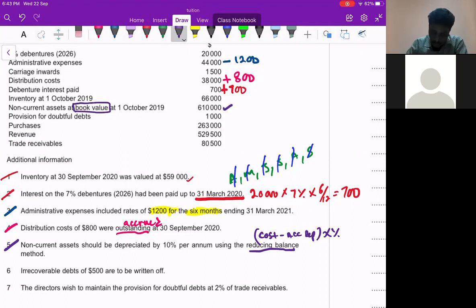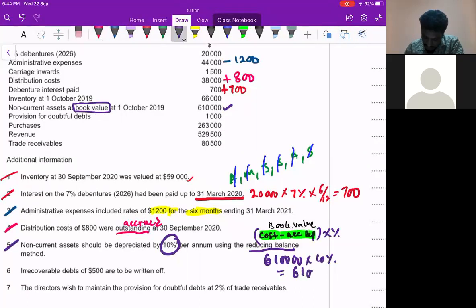What is the book value? You take your cost minus the accumulated depreciation, you get a book value. So they already give me the book value, so I no need to minus again. Cost minus accumulated depreciation is equivalent to book value. So I no need to minus or times anything. I just straight away take 610,000 times the depreciation of 10%. I get 61,000. My depreciation is 61,000.